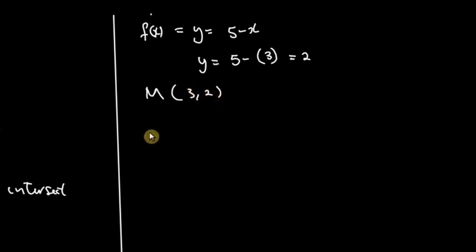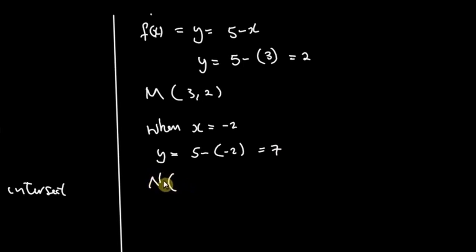The second intersecting point, if we call this one M, let's determine what the value of y is. So when x is equal to negative 2, we have y is equal to 5 minus negative 2, which is equal to 7. Therefore, the second intersecting point N occurs at x is equal to negative 2 and y equal to 7. So these are the two intersecting points.